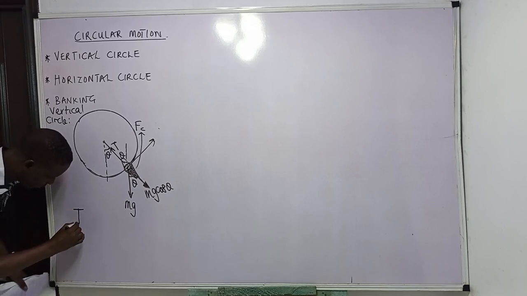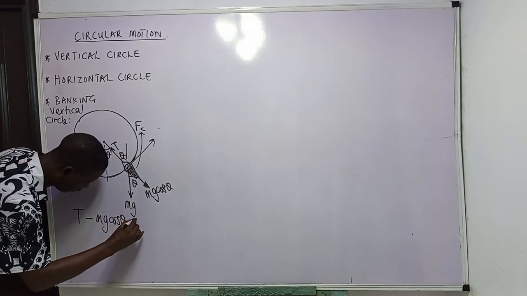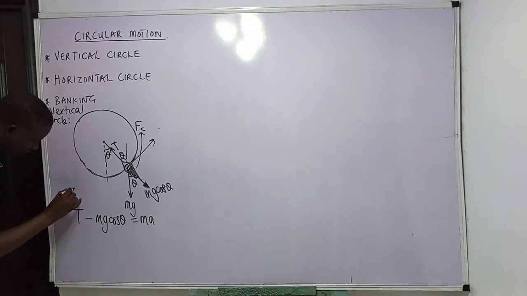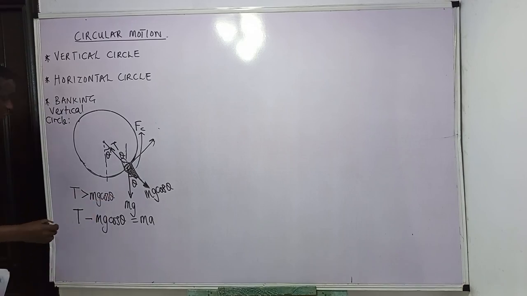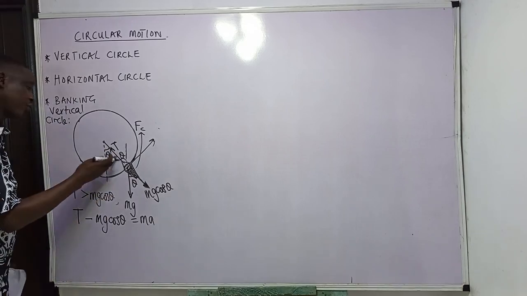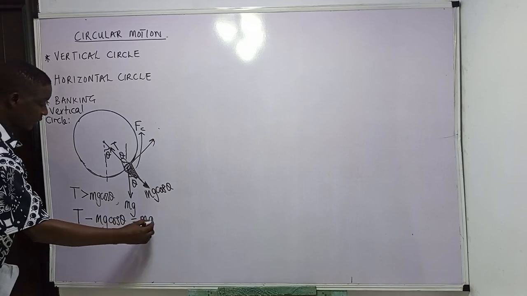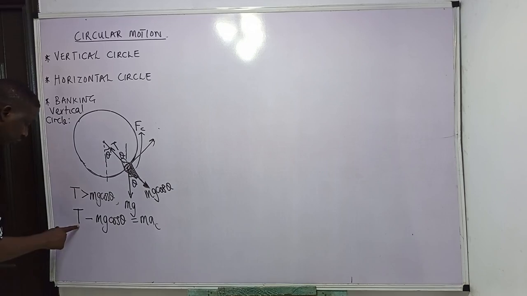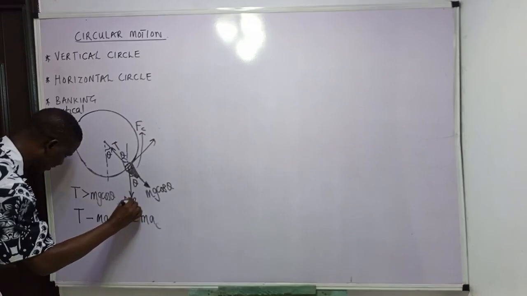So that means T minus mg cos theta is equal to ma. So that means the tension, provided the string does not cut, T is greater than mg cos theta. Please take note of that. So now the net force is upward minus downward. That is the net force, which is equal to ma. This is centripetal force. This is tension. This is the resolved weight along the string.